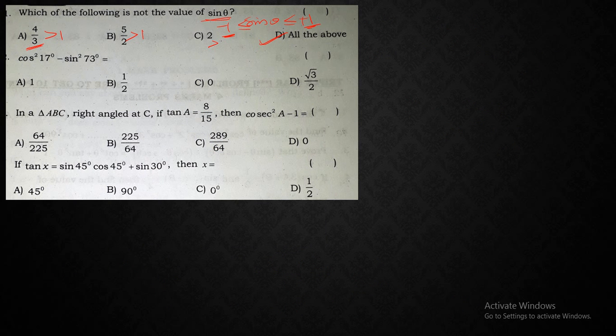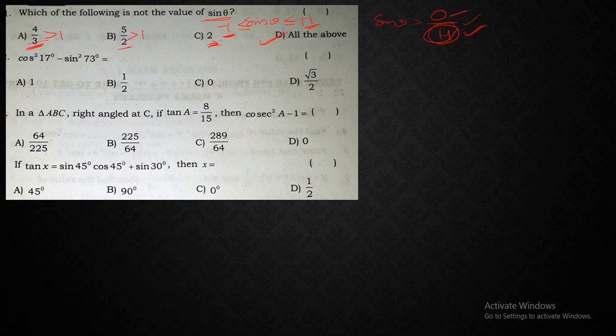Or simply what you can remember is, sine theta is nothing but opposite by hypotenuse, no? So here hypotenuse is the longest side, right? So that means the denominator should be greater than the numerator. Sometimes these two may be equal, but always the numerator should be less than the denominator. So clearly in 4 by 3, the numerator is greater than the denominator. Here also the numerator is greater than the denominator. It is violating this particular rule, hence all are not the values of sine theta.